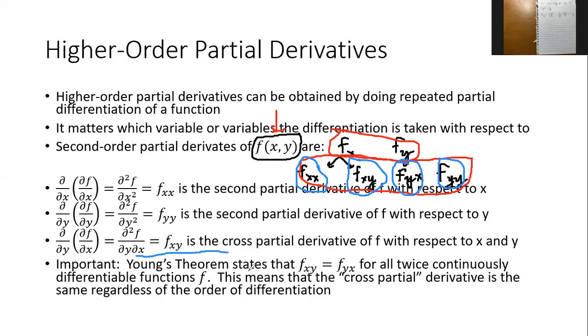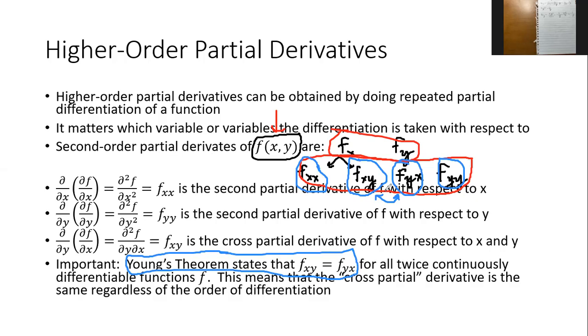Let's skip down to here. Young's theorem says that fxy is always equal to fyx. So these two here are always going to be the same. That's actually kind of a neat shortcut because it means you don't have to calculate them twice. Calculating it once is good enough because it'll always be the same.